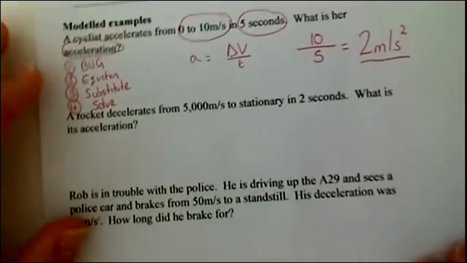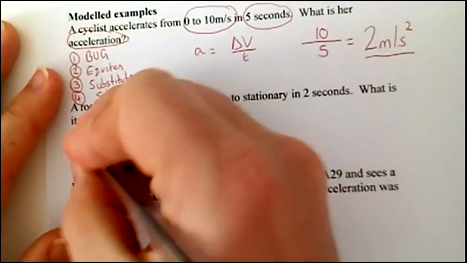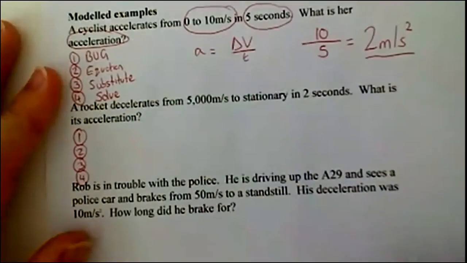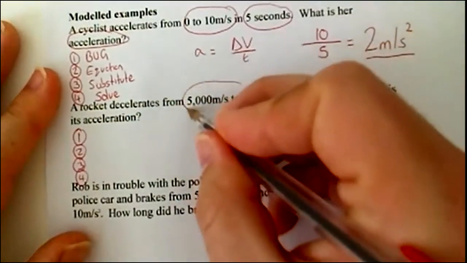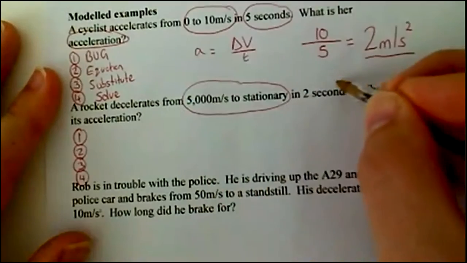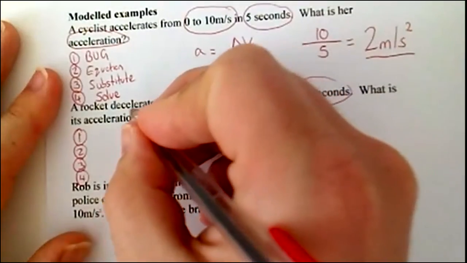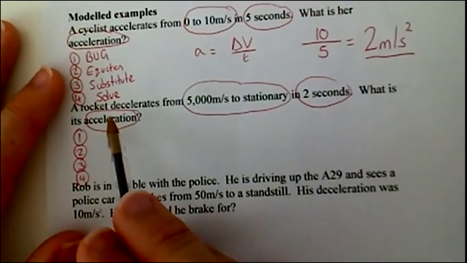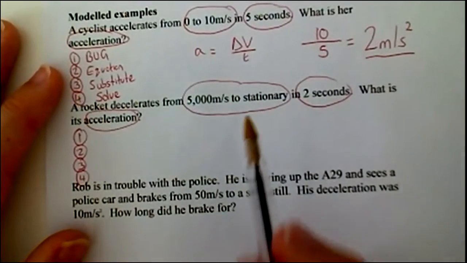Okay, let's do one more together. Again, if you need to, just jot down your 4 key steps. So bug it. We've got 5,000 meters per second to stationary, 2 seconds, and acceleration. It's about a rocket, but to be honest, I don't really care what it's about because all I'm bothered about is the answer to the question.